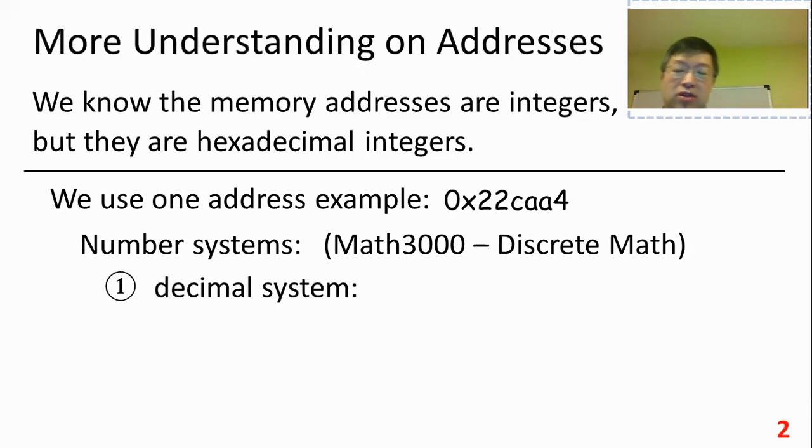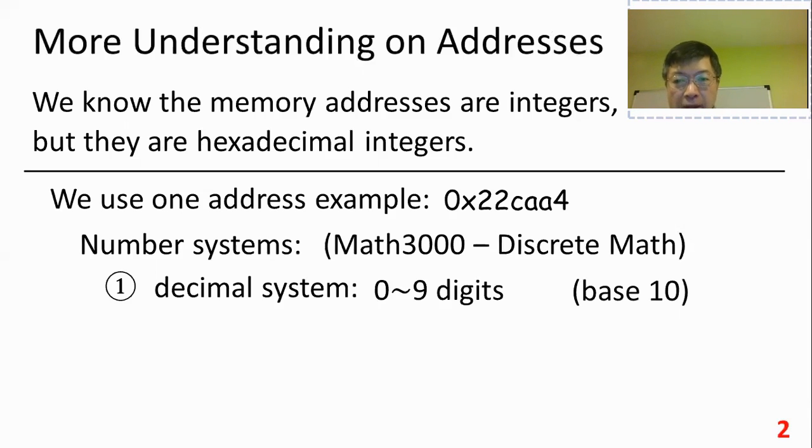First, the decimal system. So we're familiar with this one. We use 10 digits from 0 through 9. And we use base 10. So there is a base. For each number system, there is a base associated with it.